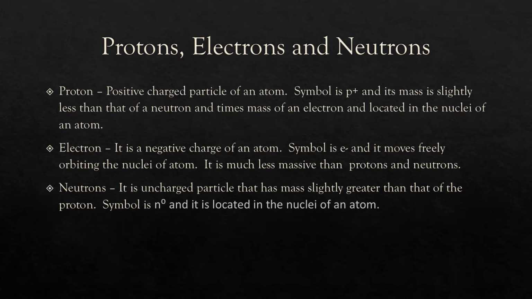Let's go for the electron. It is a negatively charged particle of an atom. The symbol is E negative, and it moves freely, orbiting the nuclei of the atom. It is much less massive than protons and neutrons. So remember that the charge of an electron is negative. Its symbol is E negative, and its location in the atom is orbiting the nuclei.